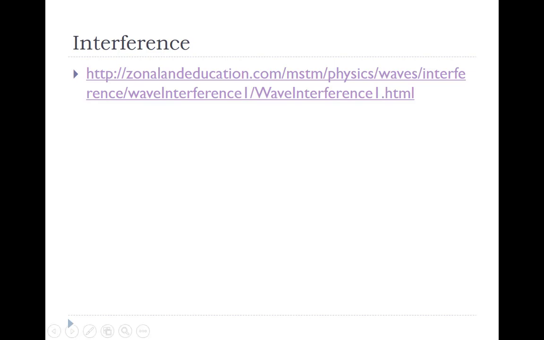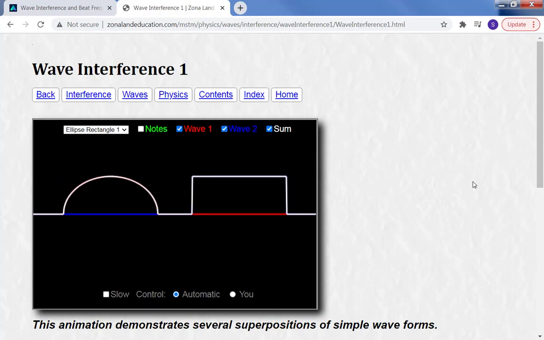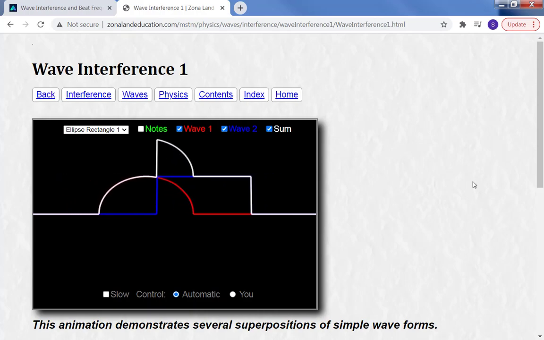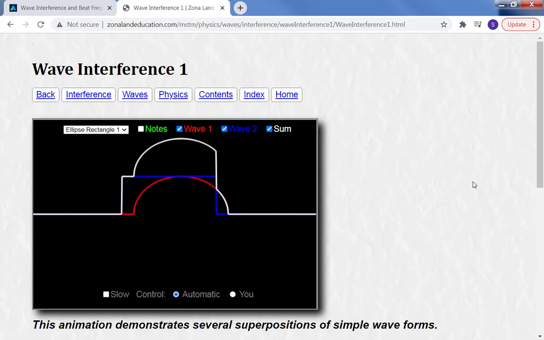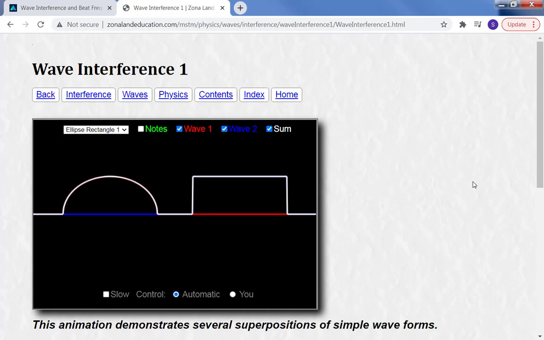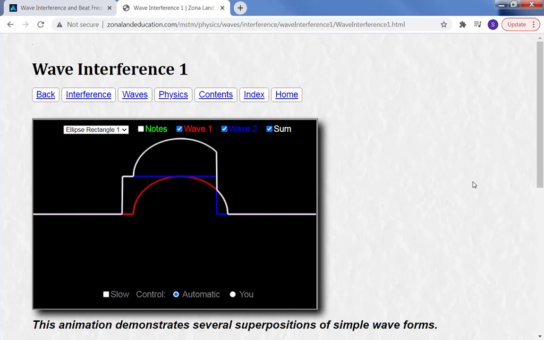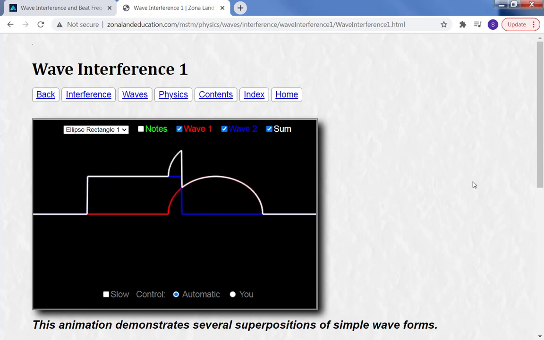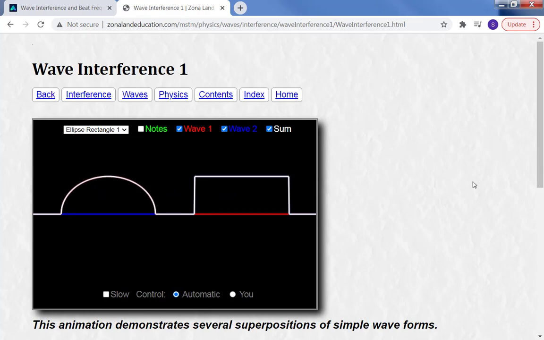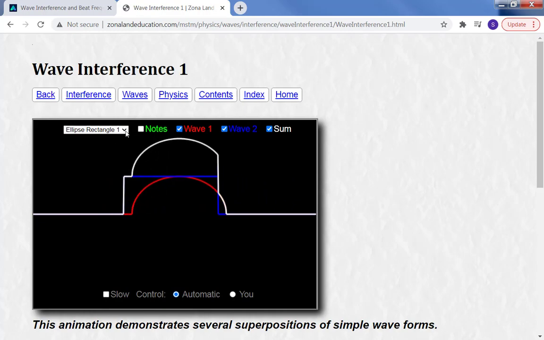So I'm going to pull up this simulation where instead of waves, what we're dealing with is pulses. So we have a rectangular pulse and a circular pulse, and you can see when they overlap, they add together. Now, right now, I would say that they are constructively interfering because where we had the two separate things, they combine to make something bigger. So that is constructive interference.